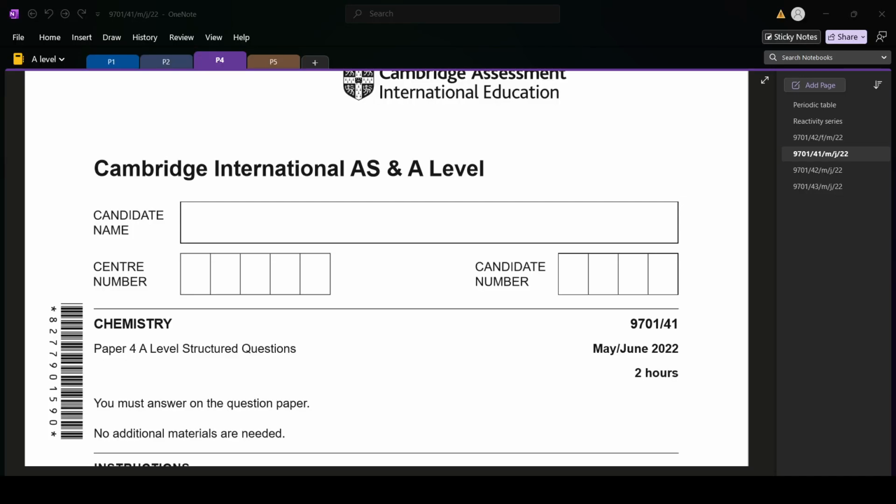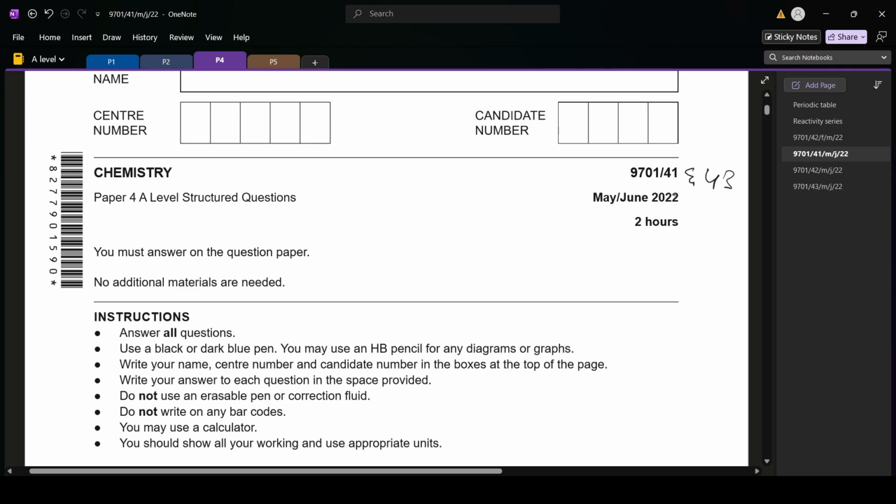Everyone, welcome to CAIE Science, and today we will be solving May-June 2022 variant 4.1 of 9701. Basically, variant 4.1 and variant 4.3 are the same. Okay, so both variants are the same.